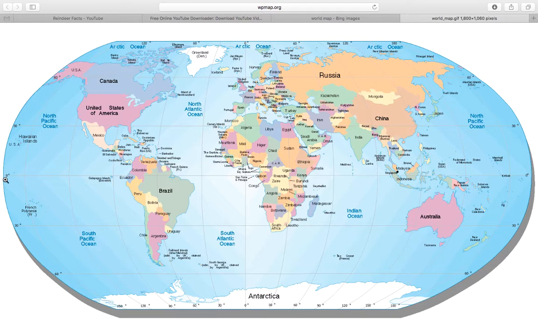So we said anything that is above that 0 degree line is our northern hemisphere, meaning the northern half of the world. So anything that is below this 0 degree line is the southern half of the world.